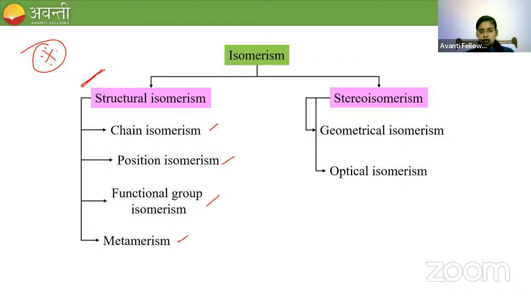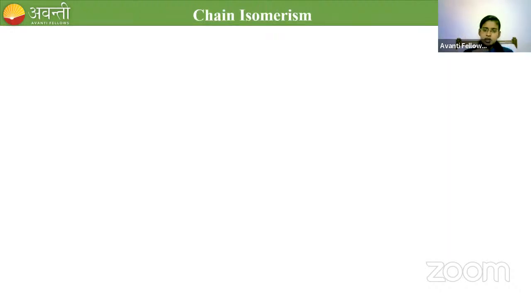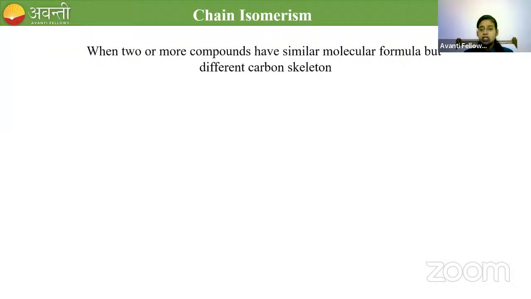Okay, Praveen. What is structural isomerism? Compounds having same molecular formula but different structures are called structural isomers. Very easy, right? From the name itself, it is understood. Same molecular formula but different structure. That's all. The first classification under structural isomerism is chain isomerism. What is chain isomerism? When two or more compounds have similar molecular formula but different carbon skeleton. So the molecular formula will be same, but the carbon skeleton will be different.